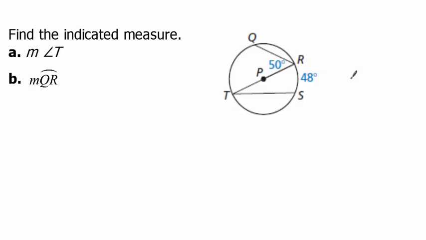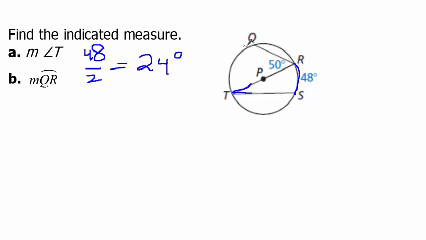So just knowing that if it's a central angle, it's the same measure as the arc. If it's an inscribed angle, it's going to be half. So if I'm looking for the measure of angle T right here, and it is an inscribed angle, and inscribed angles are half of the arc, this is the arc it intercepts, so we're going to do 48 divided by 2, so that angle is 24 degrees.